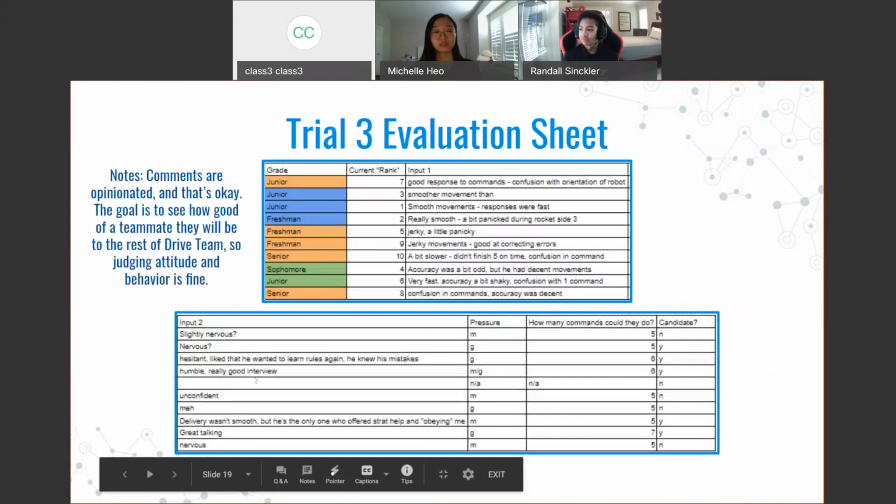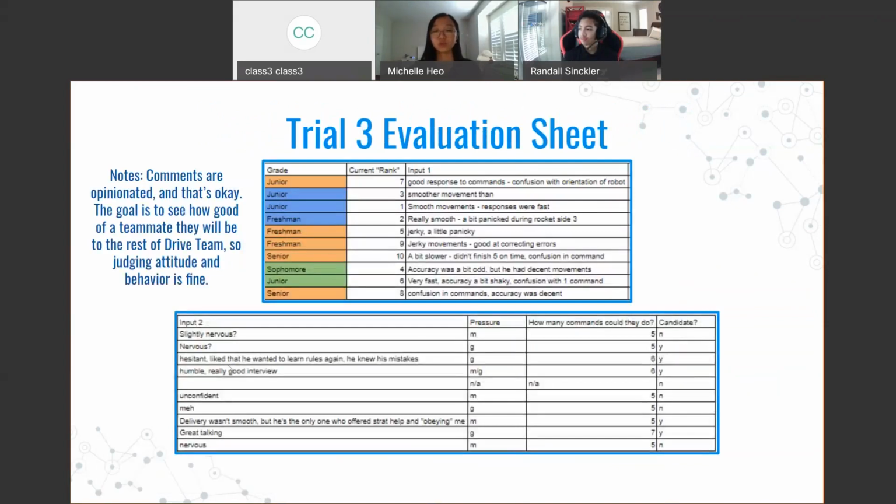And here is an example of an evaluation sheet that we used. We have categories for what we believe is important, and you'll notice a lot of the data is subjective, but that's perfectly fine. The goal of the selection process is to see how well they'll fit in with the rest of the drive team, and so judging attitude and behavior based on the interactions you have is perfectly fine.